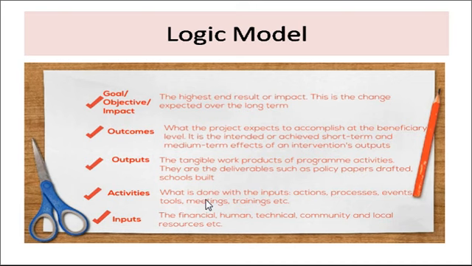They are the deliverables such as policy papers drafted, schools built. Okay, this is this many number of people trained. If we are talking about training, this many number of leaflets which are ultimately distributed, people have read. So output. So you have made people watch a particular promotional video that you wanted. So these many people have watched it. So outputs are tangible work products of the program activities.